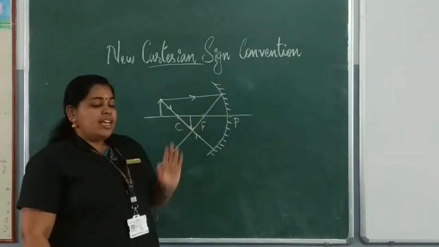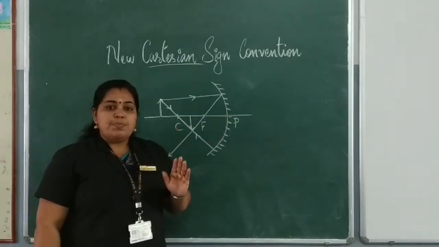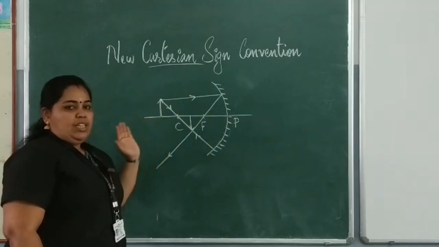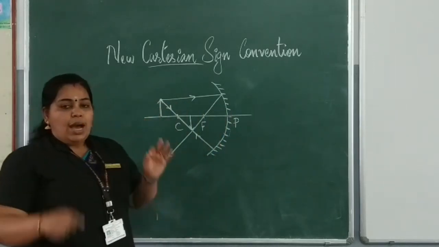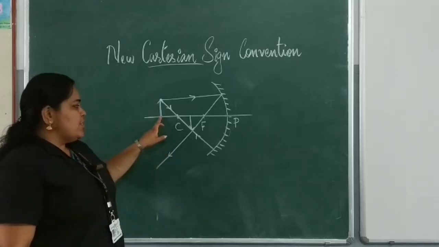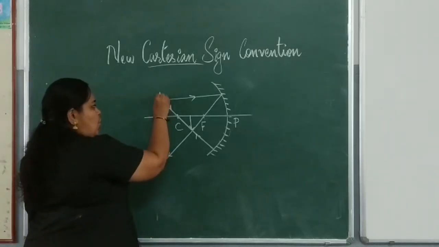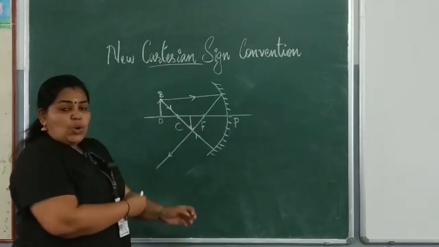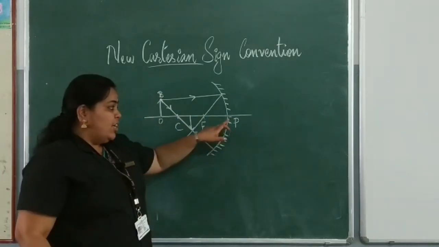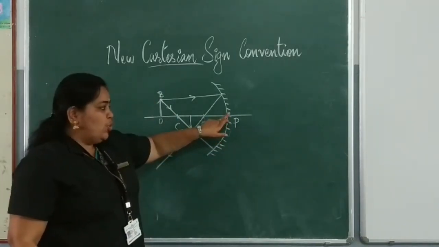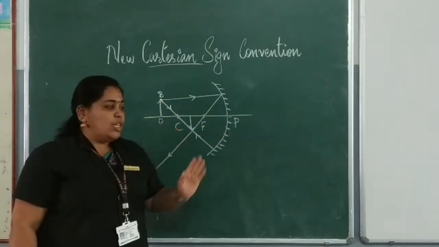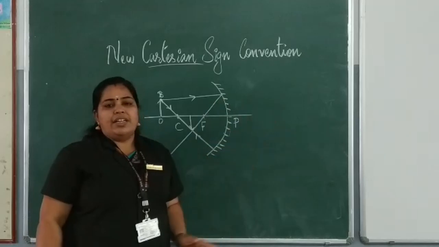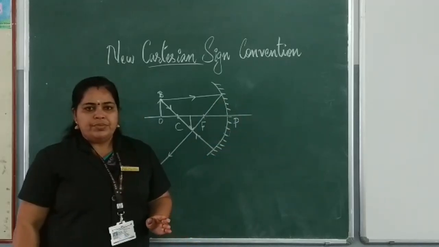Next point is distances measured to the left of the mirror are taken as negative. Now look here, this is the object, isn't it? We have to start from the pole. So distances measured to the left are taken as negative and those to the right are taken as positive.